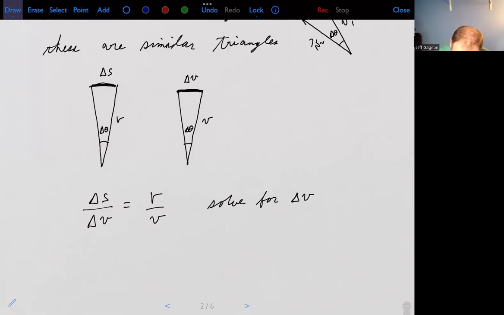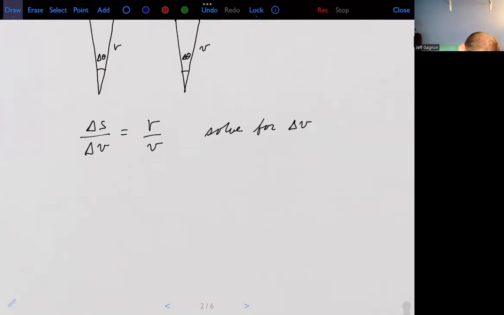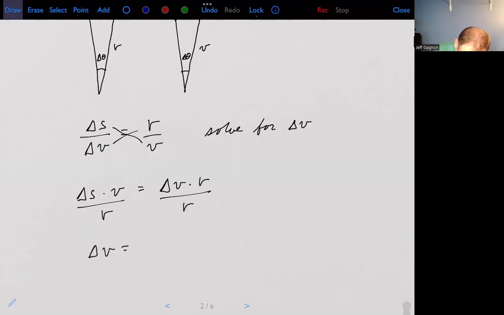So to do that, you can multiply both sides by the lowest common denominator, which is delta V times V. Or you could just cross multiply in this case. So multiply that way and that way, right? So upper left times bottom right. So I have delta S times V equals bottom left delta V times upper right R. And then to get delta V, I'm going to divide both sides by R. Okay, so I have delta V is equal to, right, these cancel, V times delta S over R.